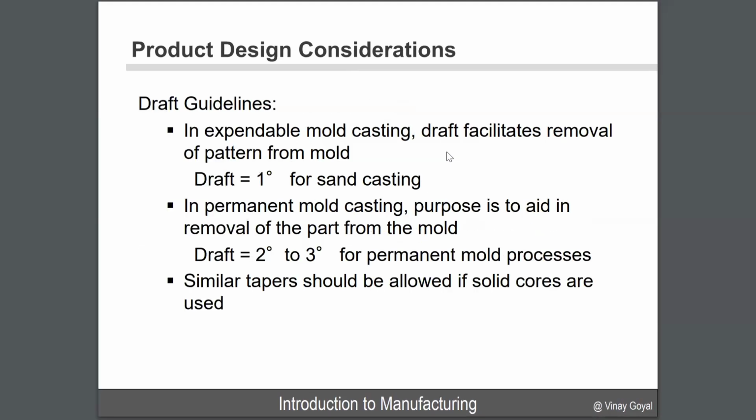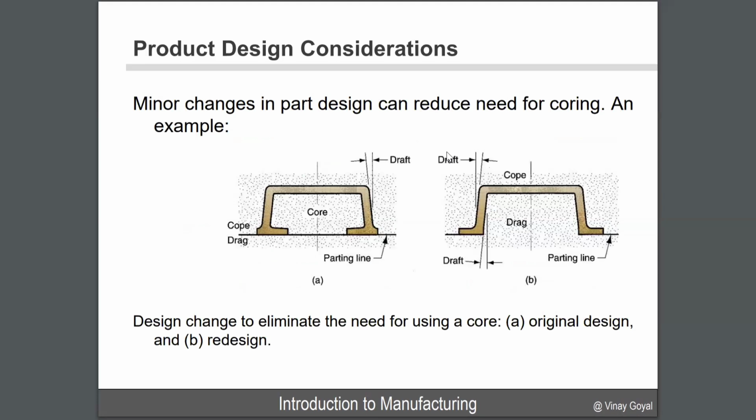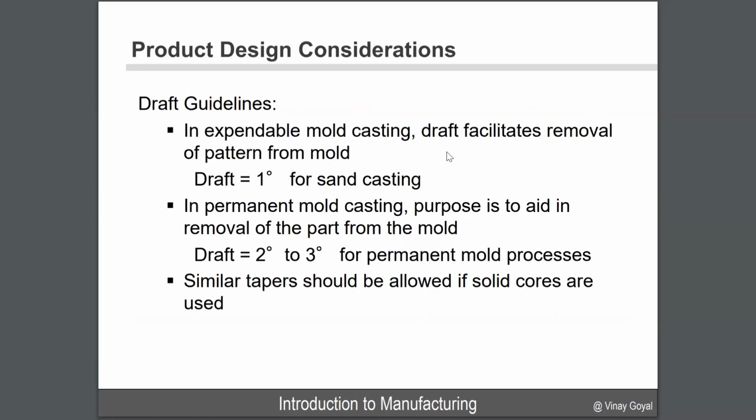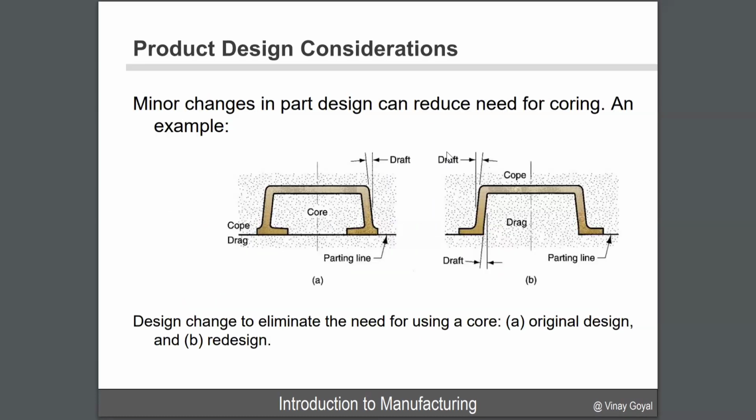Another type of product design consideration is draft guidelines. In expendable mold casting, use draft to facilitate removal of the pattern from the mold. Typically, the draft we're looking for there is 1 degree. In permanent mold casting, you're looking at 2 to 3 degrees. And then you may want to look at similar tapers to allow the solid cores to be used. Other things I want to talk about is you can do very minor changes in the part design to reduce coring. Because using cores, remember we talked about cores and chaplets? Using cores can be very challenging.